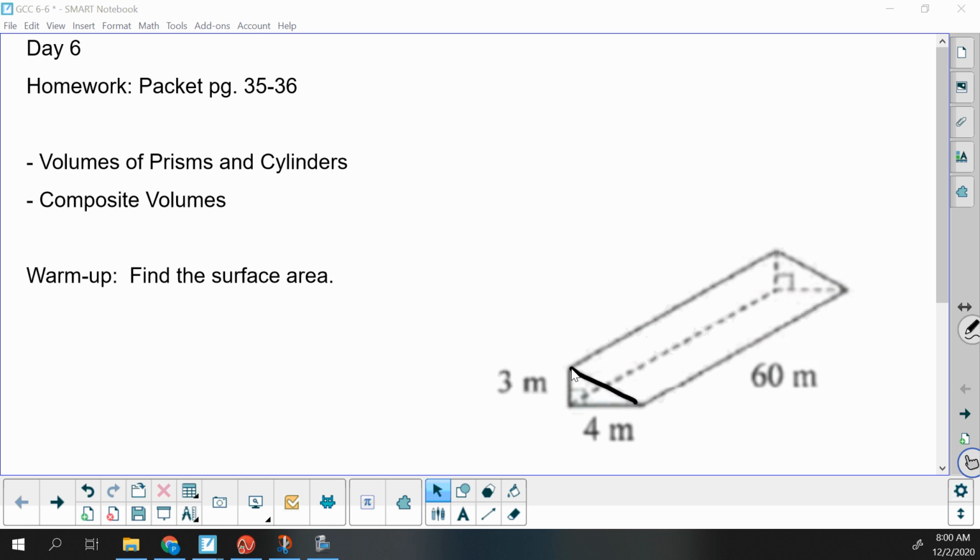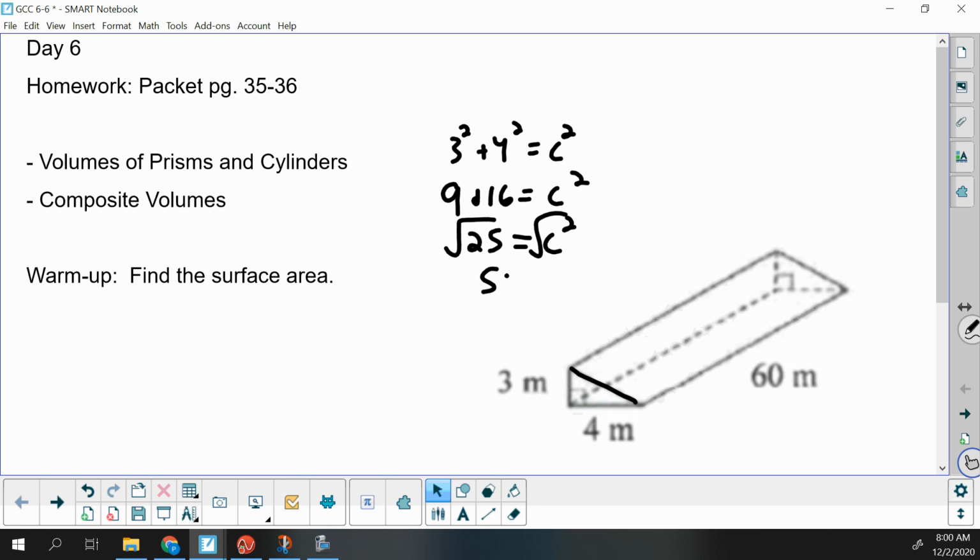Well, notice that's a right triangle, so we can do the Pythagorean theorem. So we can do 3 squared plus 4 squared equals c squared. So that's 9 plus 16 equals c squared, or 25 equals c squared. And when we take the square root, we get that c is 5. So we will need that length when going to find the surface area.